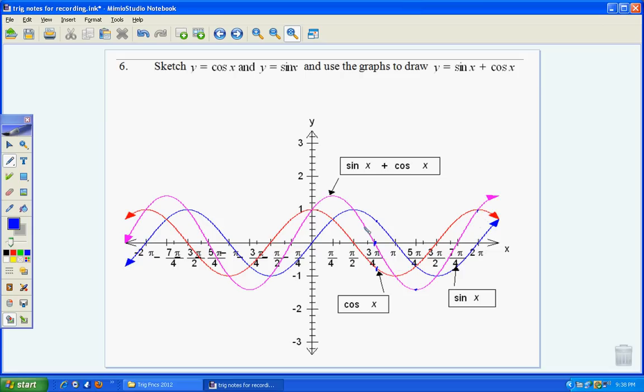Okay, so that's how we get sin x plus cos x, by looking at the y values of the two curves separately, adding them together and getting those critical points and getting that shape of the curve.